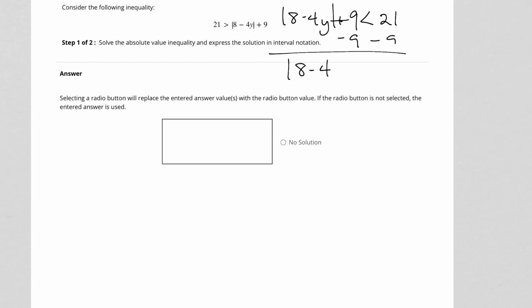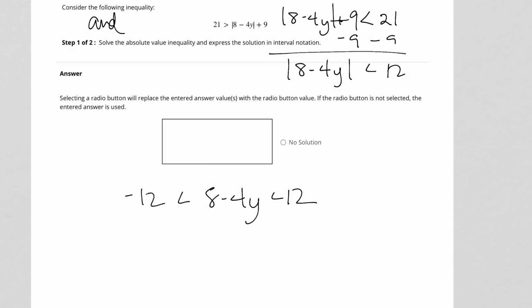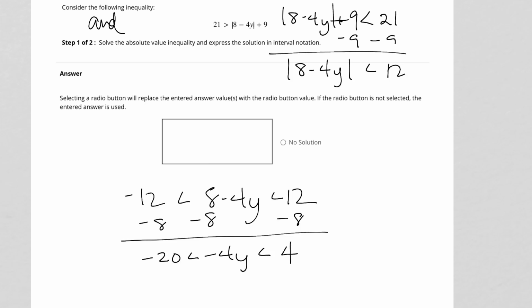That leaves me with the absolute value of 8 minus 4y less than 12. Less than, so this is an "and," which means the 8 minus 4y goes in the middle. I have negative 12 less than 8 minus 4y less than 12. I'm going to subtract 8. It gives me negative 20 less than negative 4y less than 4.